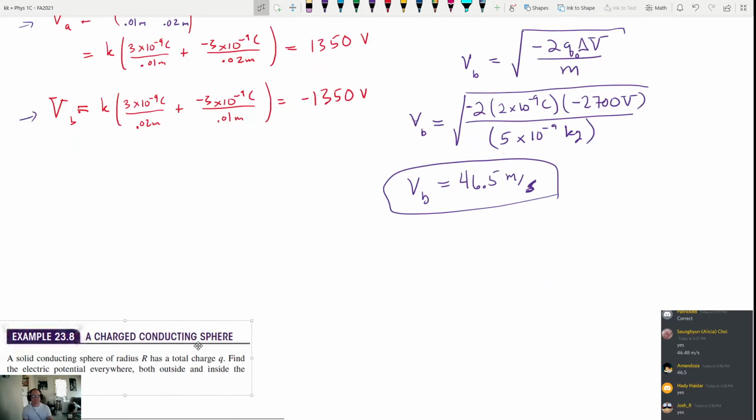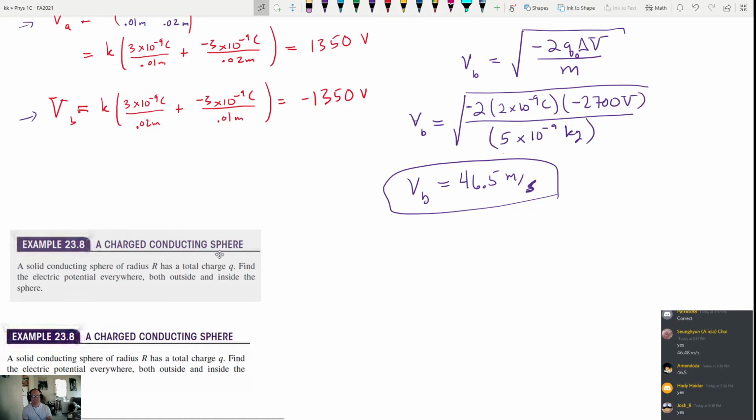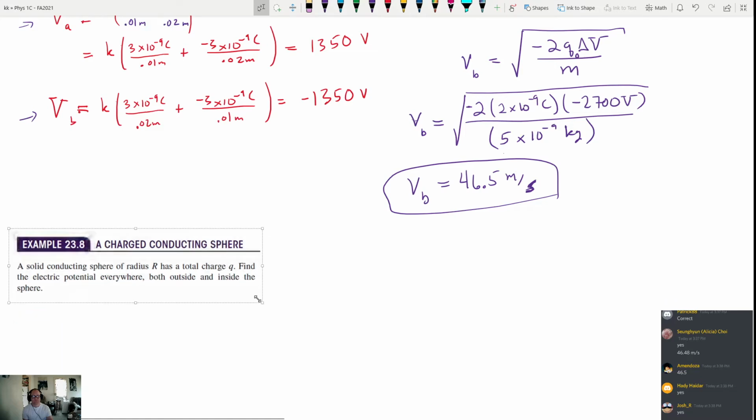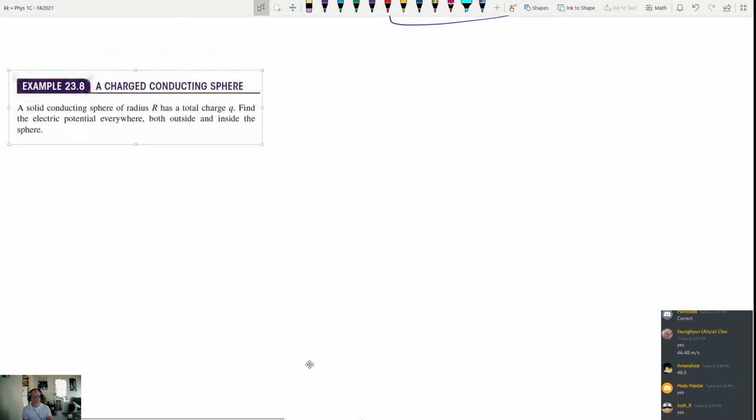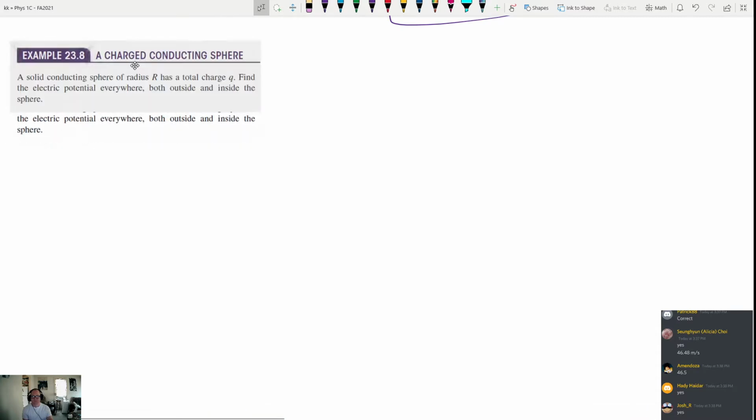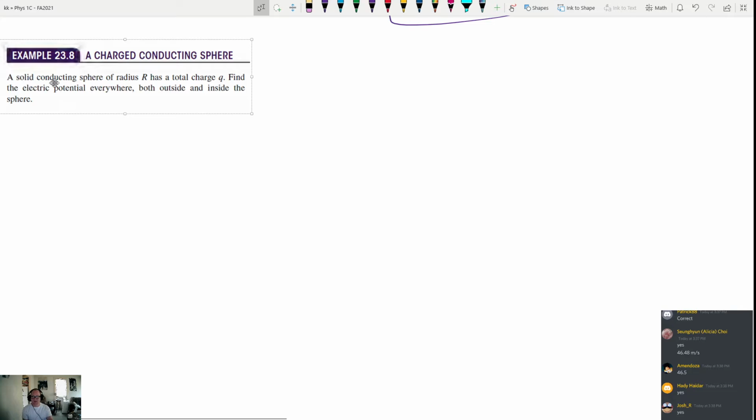Okay. Are we ready to do this one? Doesn't matter. We have to do it no matter what. I have to make sure that I tell you about this. 340. Okay. Solid conducting sphere of radius r has a total charge q. Find the electric potential everywhere, both outside and inside the sphere.